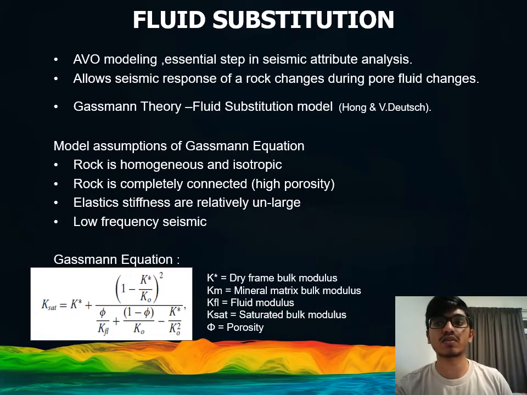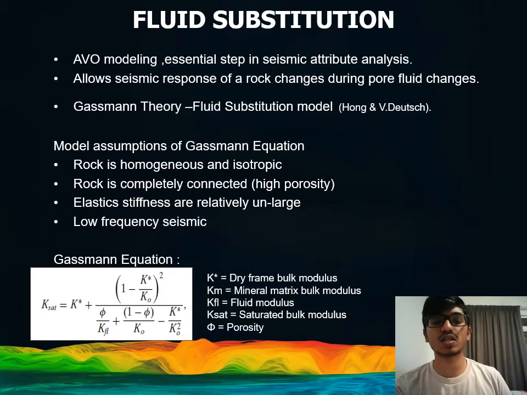Below are the model assumptions of the Gassmann equation. The first one is that the rock is homogeneous and isotropic. Second, the rock is considered connected with high porosity. Third, elastic stiffness is relatively unchanged, and finally, low frequency seismic. So what we have here is the Gassmann equation, whereby K asterisk means dry frame bulk modulus, Km means mineral matrix bulk modulus, KFL means fluid modulus, KSAT means saturated bulk modulus, and Phi means porosity.